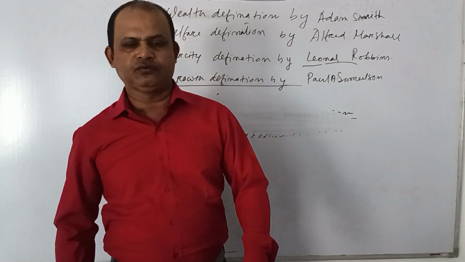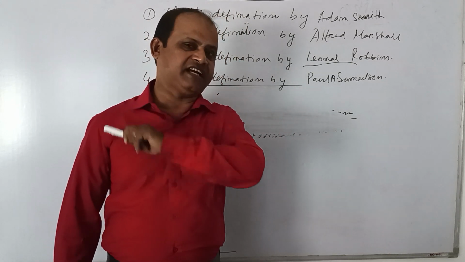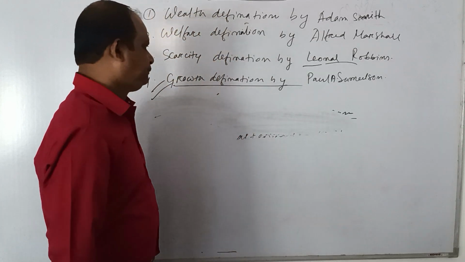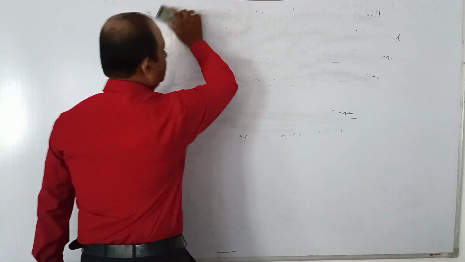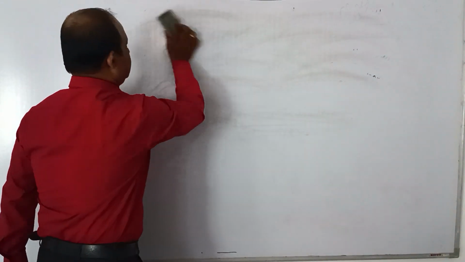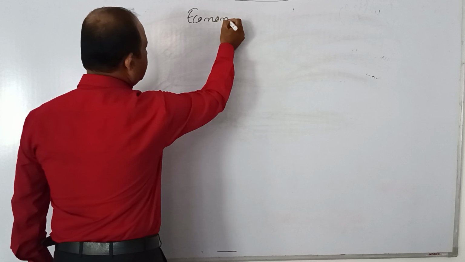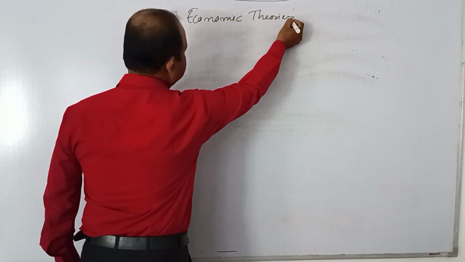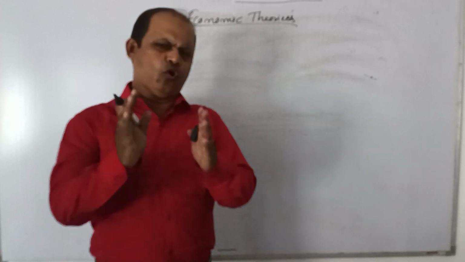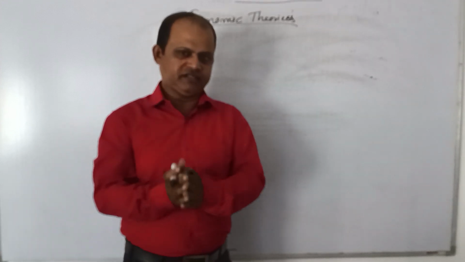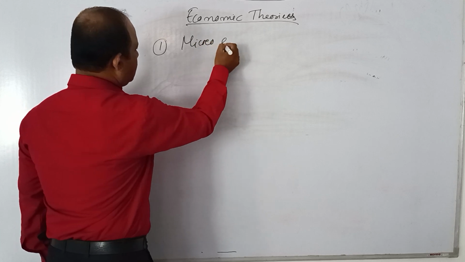Because before going deep into topics one by one, we must know about the definitions, what economics exactly means. So now we are coming to the category of economic theories. Here also, thousands of theories are there. All the theories are categorized into two main groups. Number one, that is microeconomics.